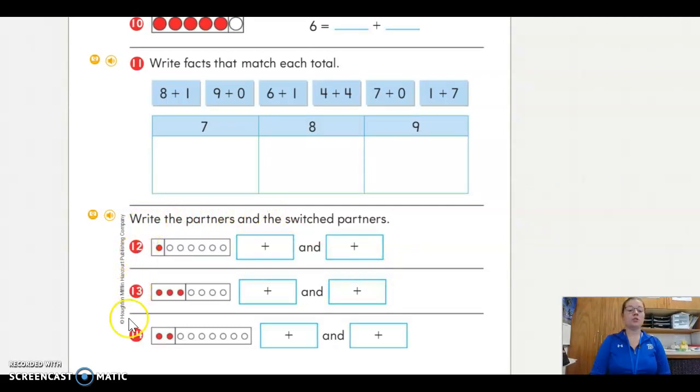All right, number 12, 13, and 14, write the partners and then the switched partners. So count the dots that are colored in and how many dots are not colored in, and then switch the partners, okay? Reverse that order for 12, 13, and 14.